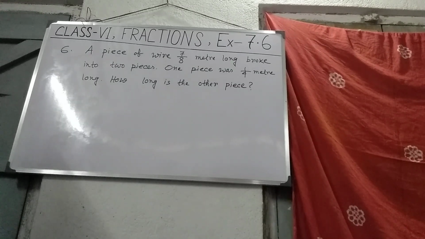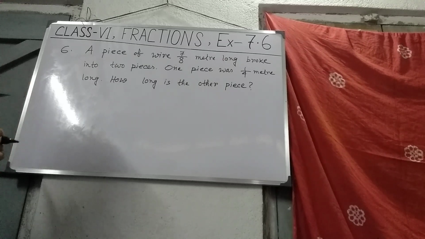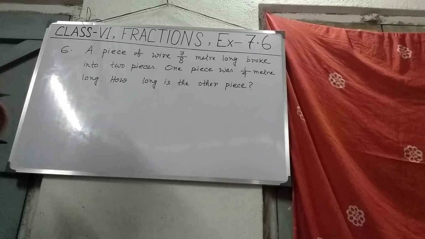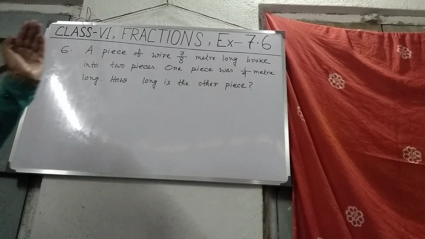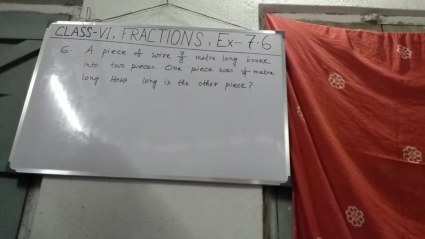Now question number 6. A piece of wire 7 upon 8 meter long broke into 2 pieces. One piece was 1 upon 4 meter long. How long is the other piece? I am repeating again. A piece of wire 7 upon 8 meter long broke into 2 pieces. One piece was 1 upon 4 meter long. How long is the other piece?